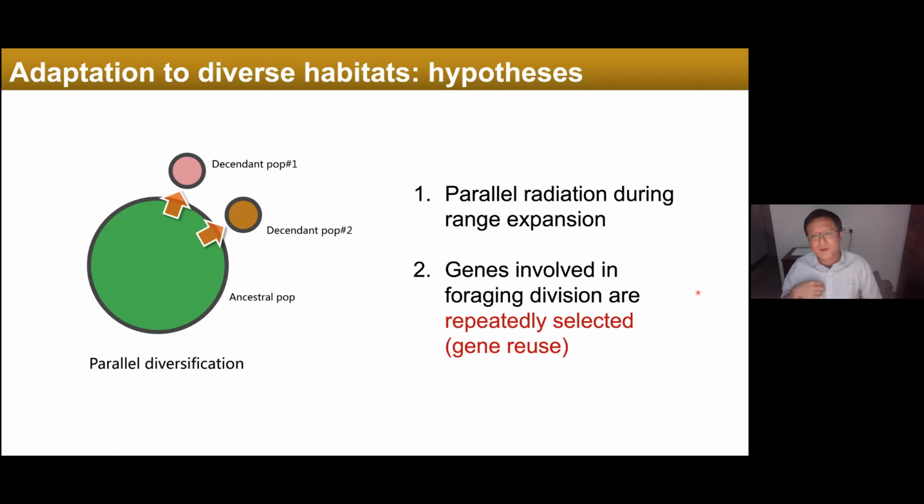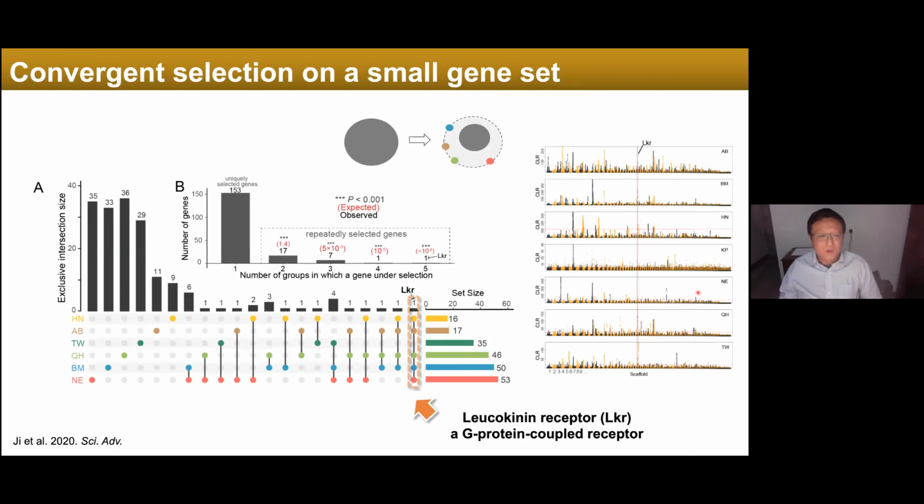So basically, we have shown that the peripheral subspecies were all the results of independent diversification events. And now we can assume that the genes involved in foraging division or sucrose sensitivity have probably been repeatedly selected, or someone would call it gene reuse. So this is actually what we saw in our real data.